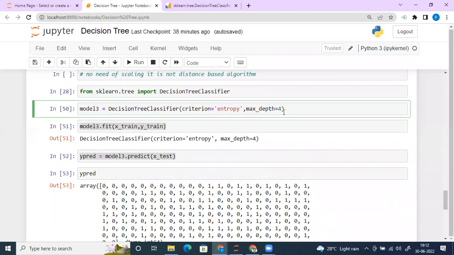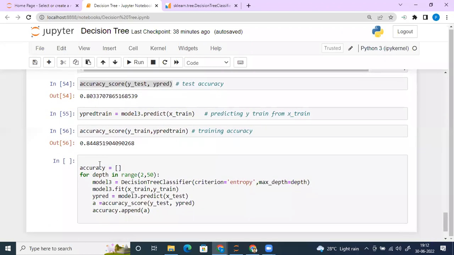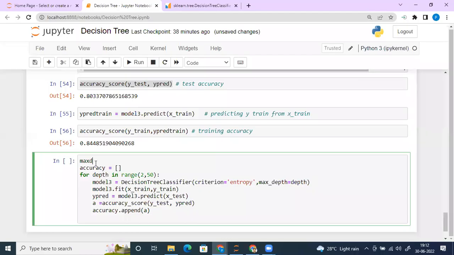So why don't I check it differently? Whatever parameters I want to put in the max depth, I can put in a list. For example, max depth is equal to whatever parameters you want to put: 2, 3, 4, 5, 6, 7, 8, like this. And you can iterate over this. So instead of this, you can mention here your max depth.